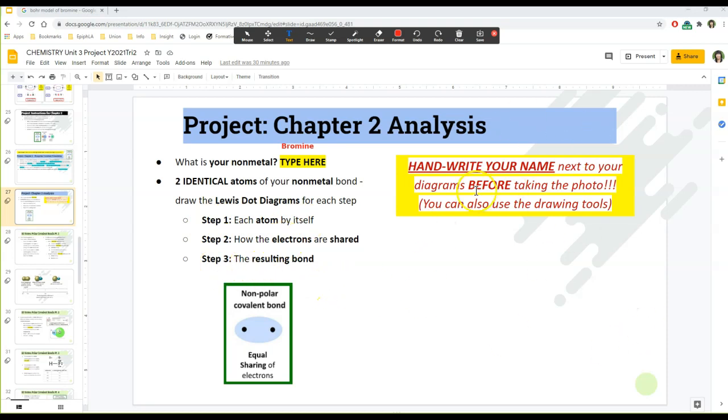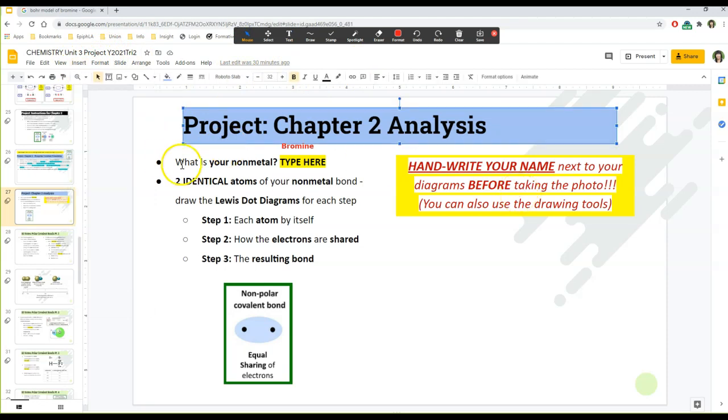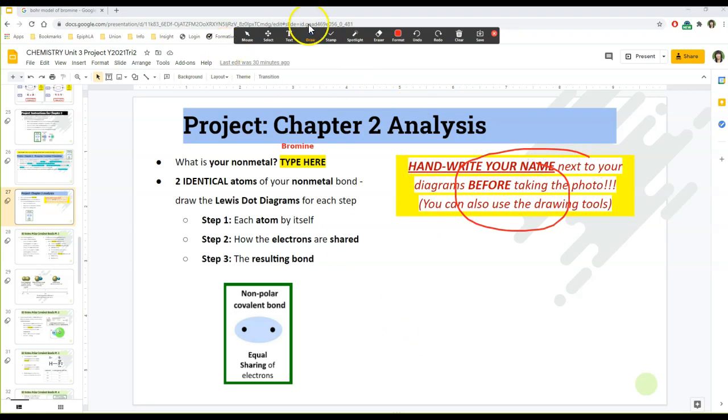This is something that you want to do on a piece of paper. You can try to use the scribble tool here, but I don't really recommend it. It's going to be really hard to do it easily. So I really recommend write it onto a piece of paper, and then if you're doing it on a piece of paper, you have to make sure your name is next to the diagrams. So make sure to handwrite your name on it before taking the picture so I know it's your genuine work.